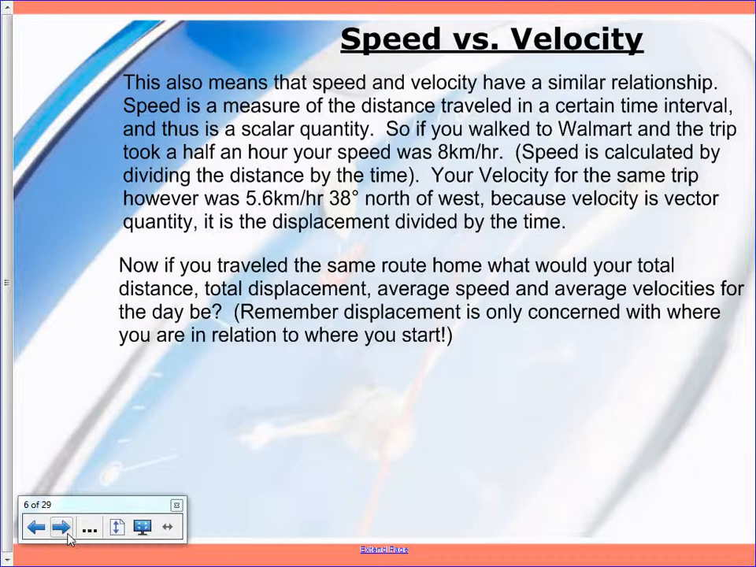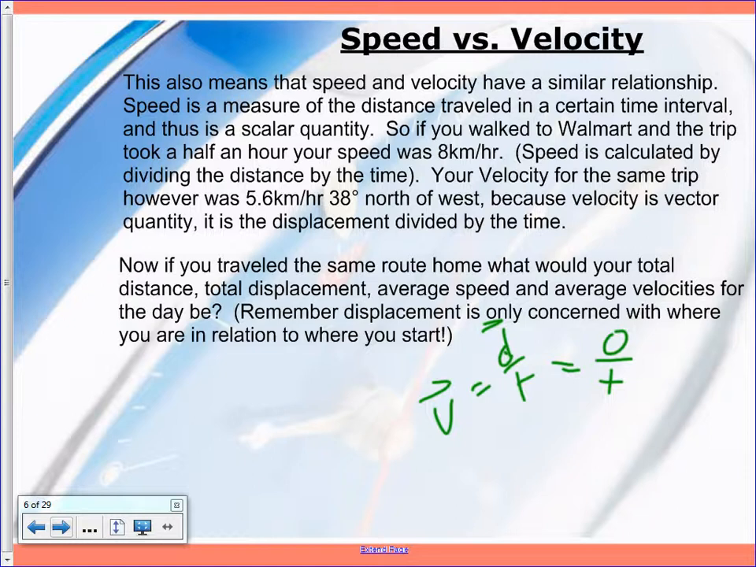Think about this. Velocity is displacement over time. And we just said displacement, if I go there and back, is 0. Well, what's 0 divided by anything? 0. All right, then my velocity is also 0.